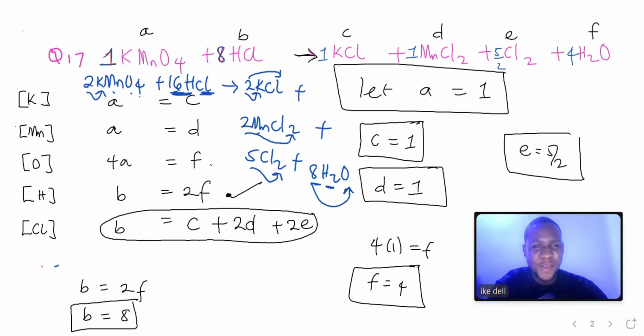And this is how to solve it. I know this video is long and the process is long, but instead of thinking and thinking until you eventually get 16 moles of HCl, just do the maths, right? And if you're fast enough, you can save more time.